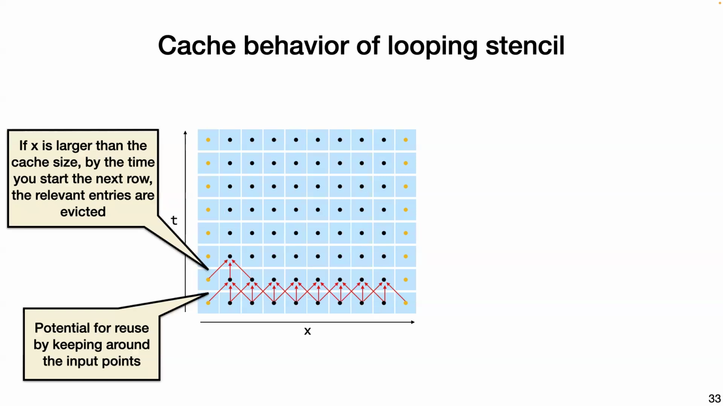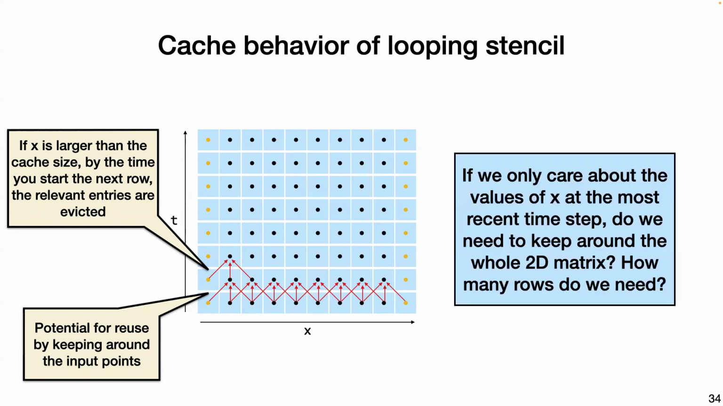However, there is some potential for reuse because you can potentially do better, since you have dependency on these things. So ideally, you would like to have these things around still. And you already said this. If you only care about computing the next row, computing the next time step, you need to keep around the entire matrix. And how many rows do we need? And you just said 2, which is exactly the case. You just need to keep the previous row and the next row, and you just keep flipping them. Does that make sense to everyone?